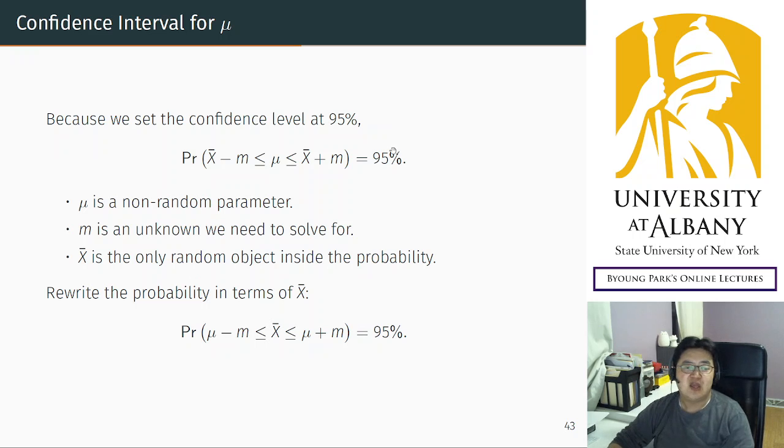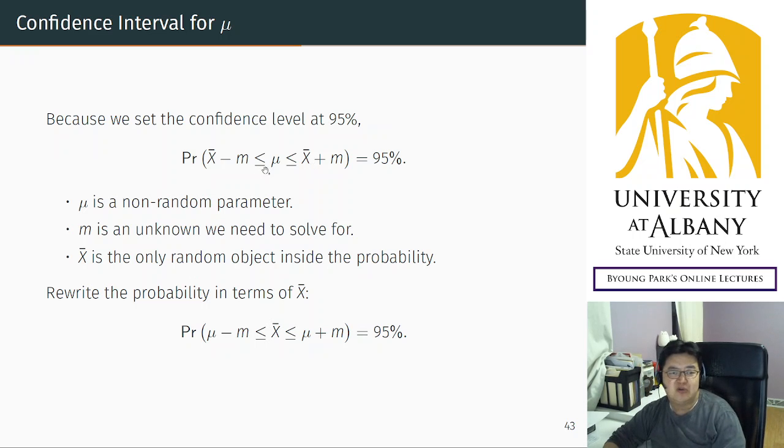And then here, let's think about this. When you have this equation, first, mu is an unknown and non-random parameter. It's fixed, right? And m is what we want to solve for. So this, we are going to solve for m. This is unknown. And x bar is random. So random, unknown, non-random, right? These are the basic ideas of how we solve this equation.